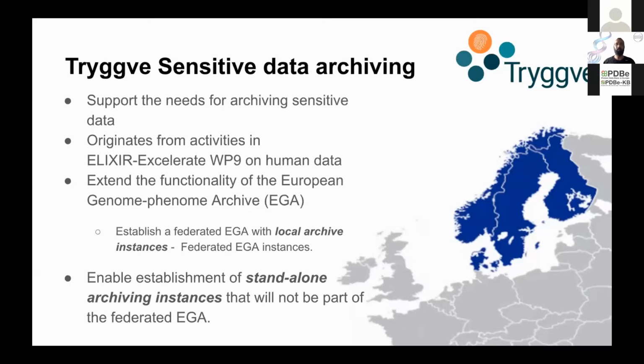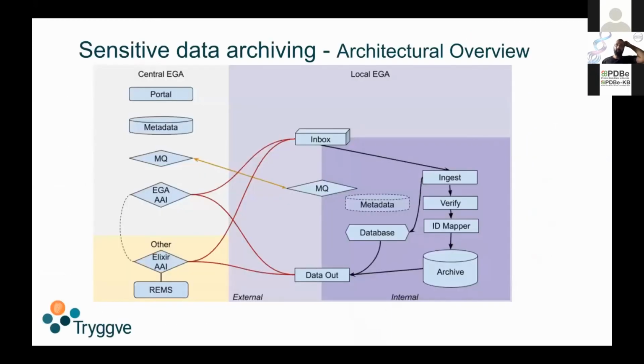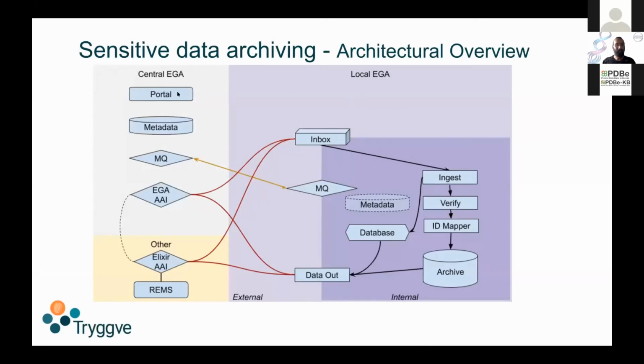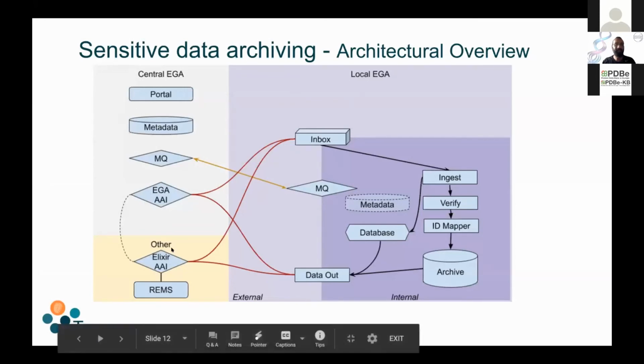So those are two options that the TRIGVA project provides. This is a simplified architecture overview. This is the central EGA. This is the portal, the website, this is the database for the metadata, and there is the EGA AI for access, and there is also a plan for supporting ELIXIR AI.